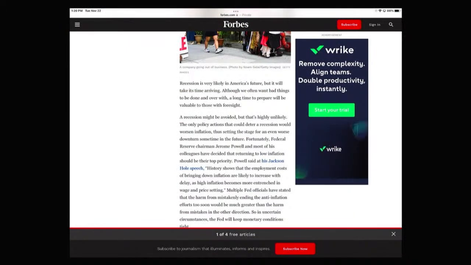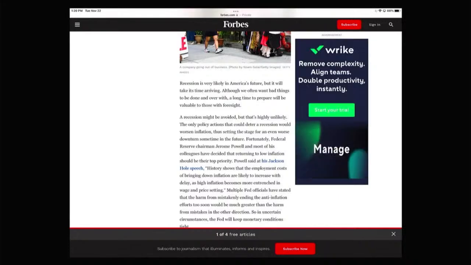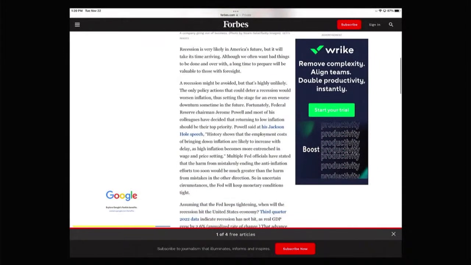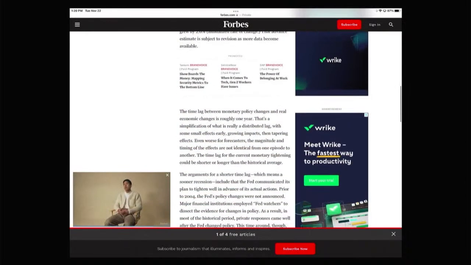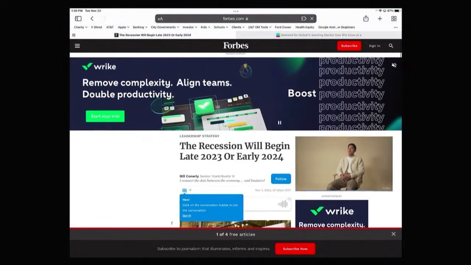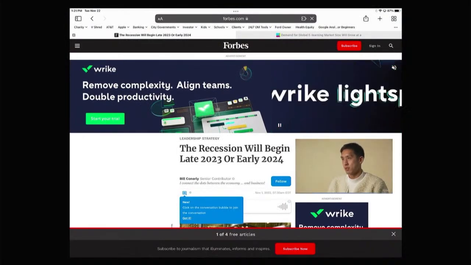Although we often want bad things to be done and over with, a long time to prepare will be valuable for those with foresight. Look, guys, we have an opportunity right now. We have to prepare for a recession. I believe it's coming in 2023. I believe in Forbes, I believe in Google, and I believe in CNN.